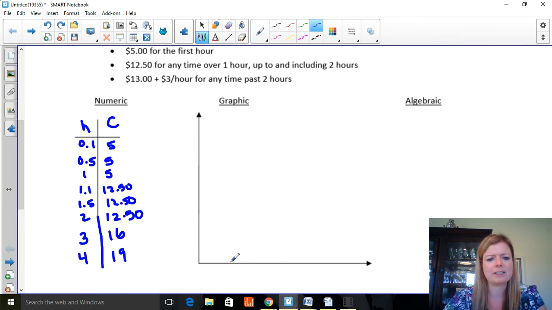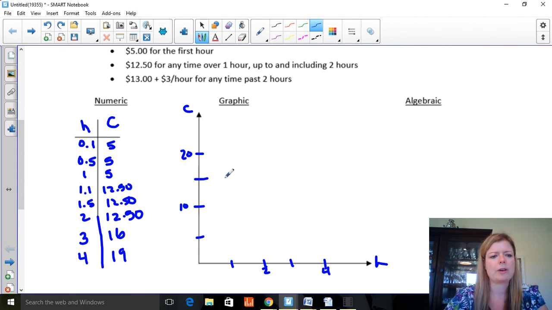Well, let's do 1, 2, 3, 4, and we'll do 5, 10, 15, 20. This is the cost, and this is the hours. Okay, and this is 2, 4. So from 0 to 1 hour, I'm paying 5 bucks. So all the way up to 1 hour, I'm paying 5 bucks. So that's just a horizontal line. And at an hour, I'm still paying 5 bucks.